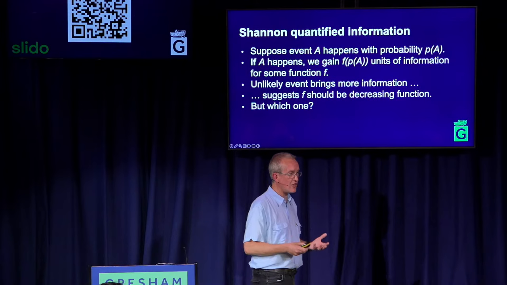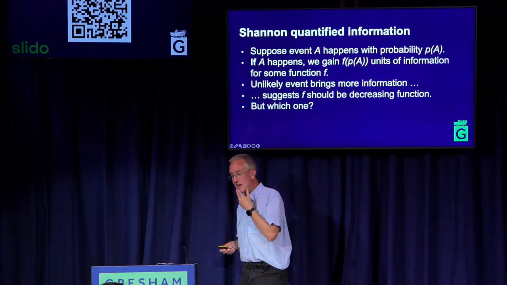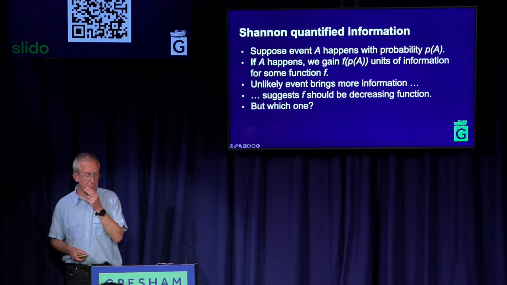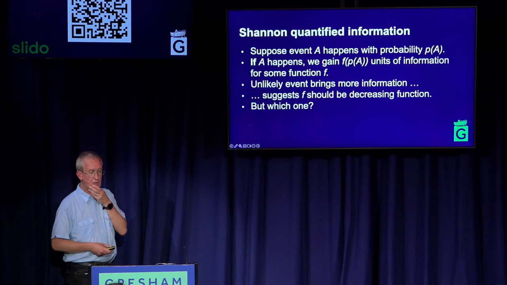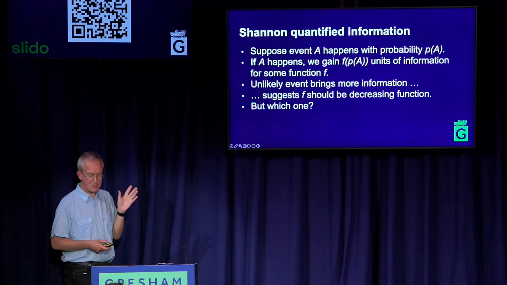So Shannon said, okay, we want a function. It should be the case that the unlikely events have more information. So that suggests that F should be a decreasing function, that the smaller P is, the bigger F of P should be. But which one? If you weren't in a talk about logarithms, then it may be hard to guess. You are in a talk about logarithms, so the answer is going to be the logarithm.